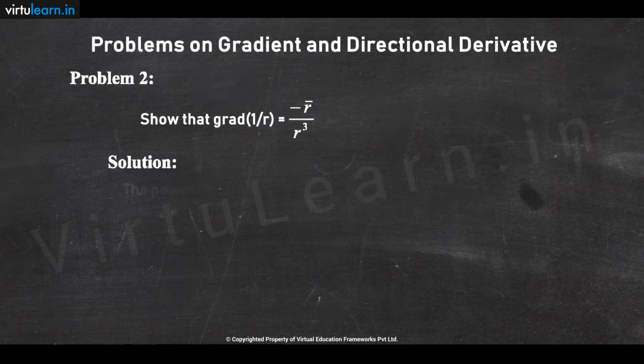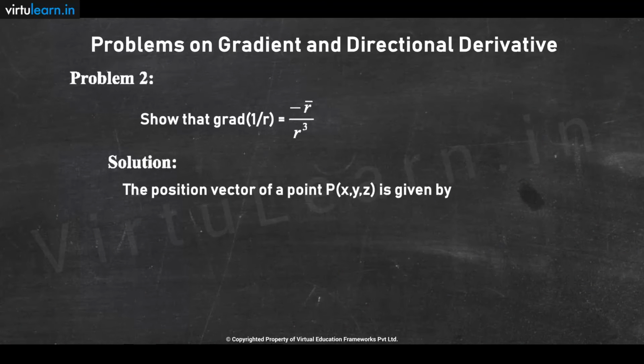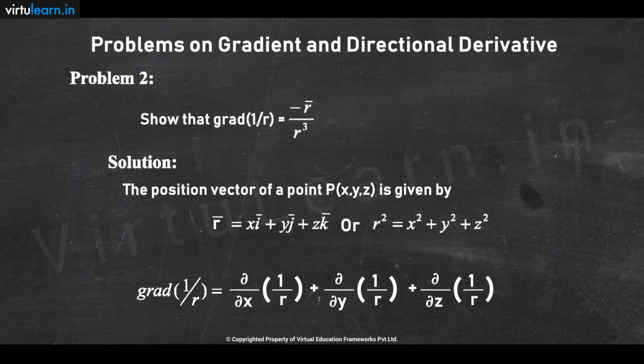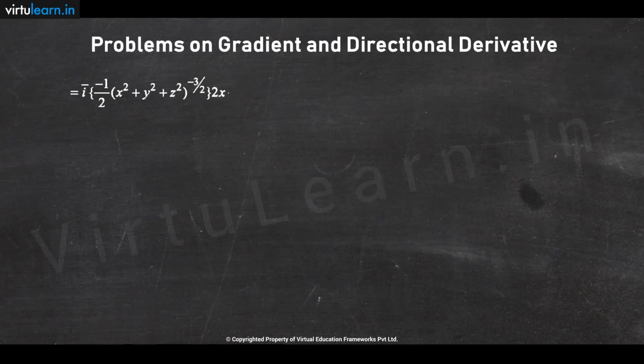If r bar is the position vector of a point in space, then r bar is xi bar plus yj bar plus zk bar. There is a convention to write either capital R bar or small r bar to denote this position vector. Then r square, the square of the magnitude, will be x square plus y square plus z square. In the fundamental definition of the gradient of 1 by r, we have dou by dou x of 1 by r, dou by dou y of 1 by r, dou by dou z of 1 by r.